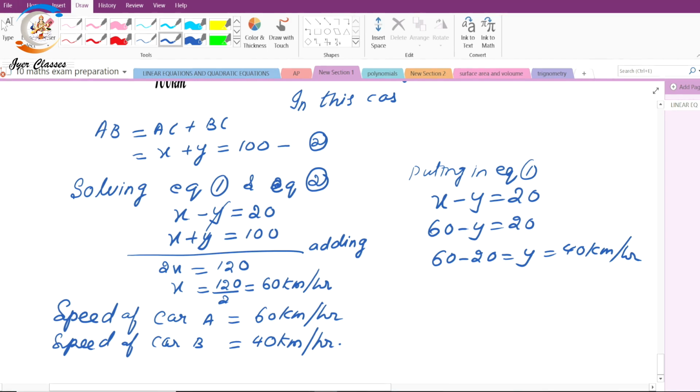Okay, now this x minus y is equal to 20 and x plus y is equal to 100 are very simple equations. Unless and until it is mentioned, it is not necessary that you have to do it by the cross multiplication method. If it is mentioned, then do it by cross multiplication method. Otherwise, you can do it by any method of solving the equation. Okay, now let us move on to the next question.